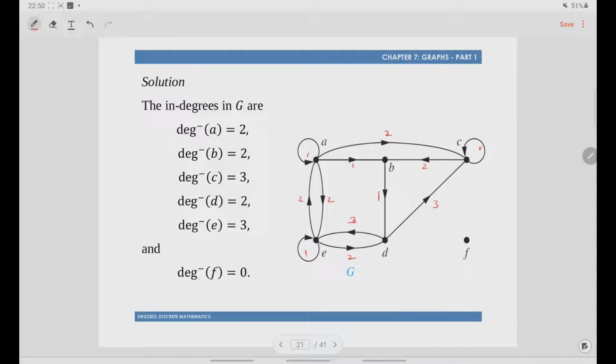So how about the in degree of F? It is isolated. F is an isolated vertex, so the in degree of F equals 0. Alright, it's easy.